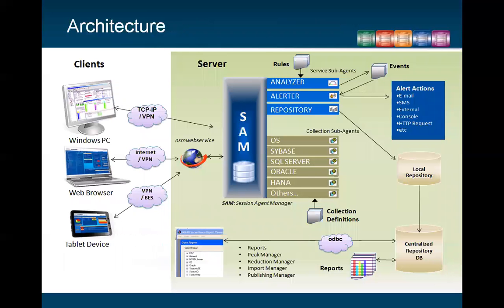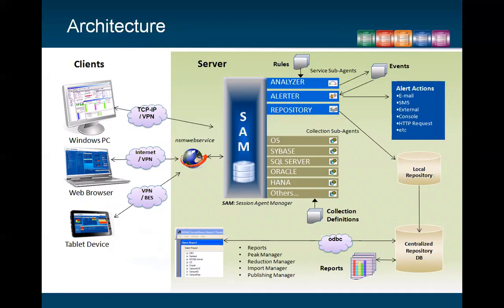Our overall architecture, and I bring this up because 4.7 really, for the first time in a long time, changes some parts of the architecture. We have web clients and Windows clients available, and we have a server side that our agents run on. We have the main agent, which is a SAM, and the SAM has sub-agents like our analyzer agent for looking at rules, doing events, those kinds of things. The alerter actually sends those events by email, SMTP. We can call web services, we can run scripts, we can do all those great things based off of the events that happen.